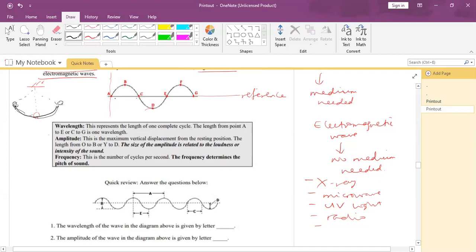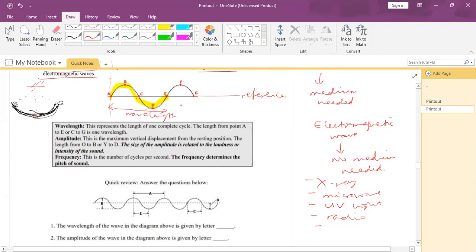So the amplitude, sorry, the wavelength represents one complete cycle, from here back and forth to back. I go up, down, and back. One complete cycle. Okay, so this is a wavelength. From here, starting point goes up, down, and back here. From this point to that point, it's called a wavelength. Point A to E.